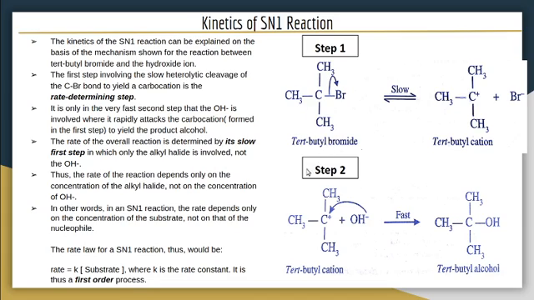So the rate of this reaction is equal to k times the concentration of tertiary butyl bromide. That is, the rate of the reaction depends only on the concentration of tertiary butyl bromide, not on the concentration of OH minus, because in the slow step only the concentration of tertiary butyl bromide is involved. So that is about the kinetics of the SN1 reaction. It involves only a single substrate, that is the tertiary butyl bromide in this case.